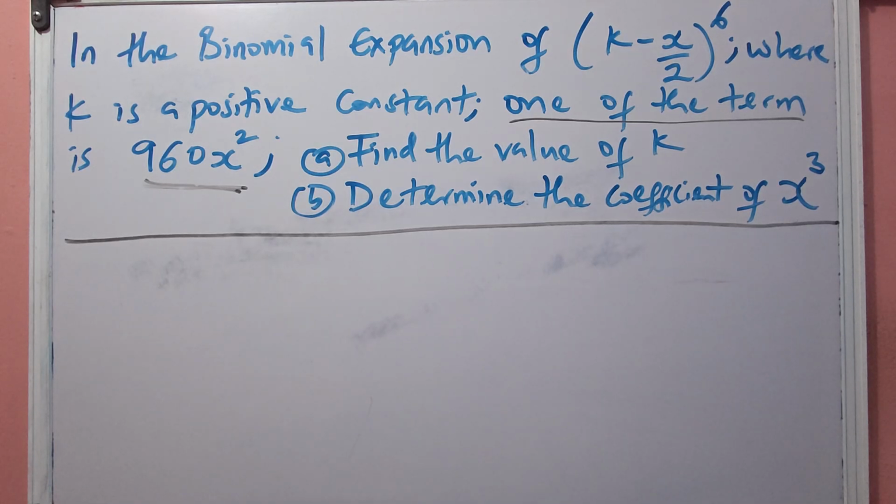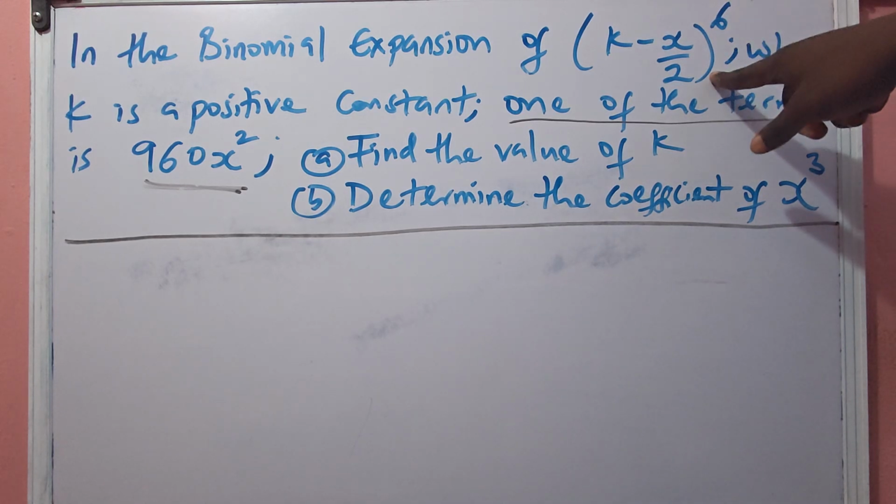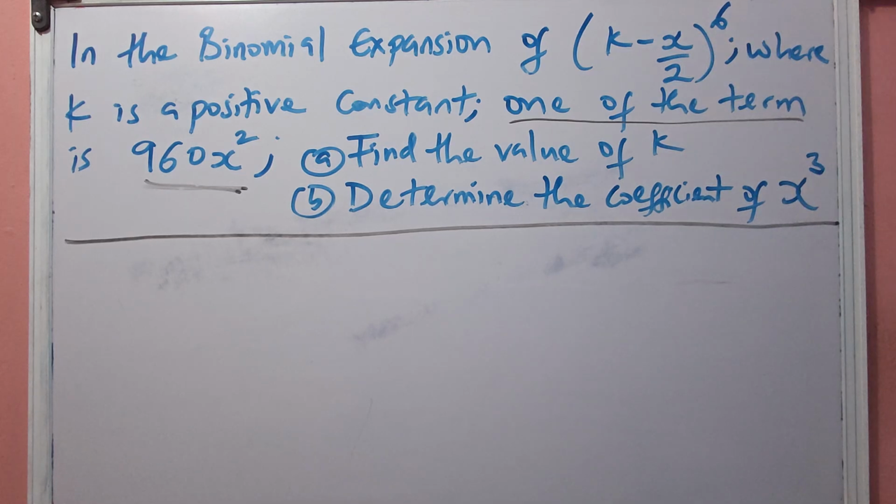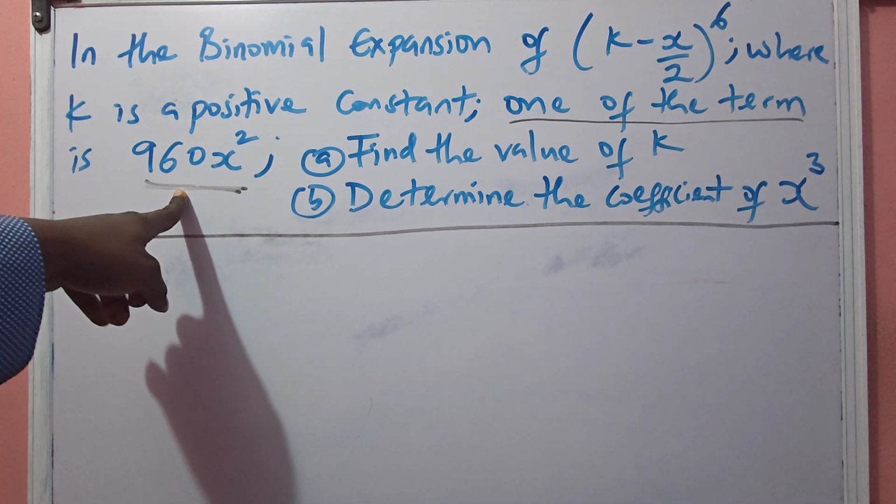All right, now in an examination hall, you need to be very mindful of the use of your time, and that's one of the things we try to do right here, to teach you on how to economize the time rightly. Now, when they told you one of the term is 960x squared, one of the things that I know some students will want to do is to go on to expand this whole thing, and then they will go on to search for the term that looks like this, 960x squared.